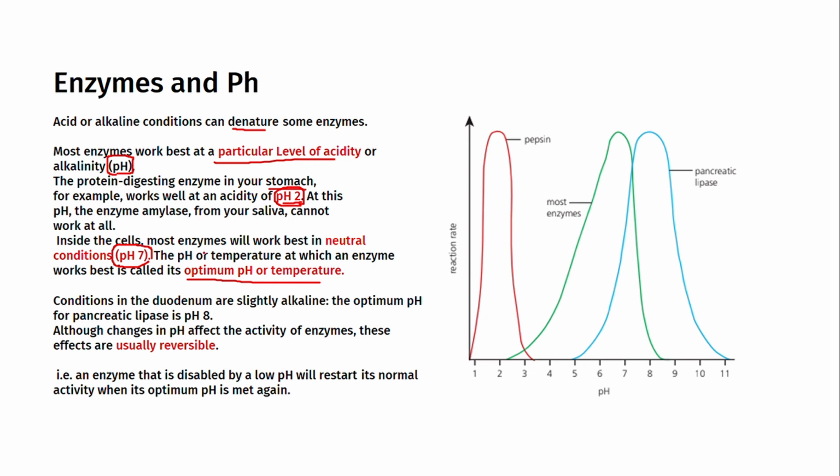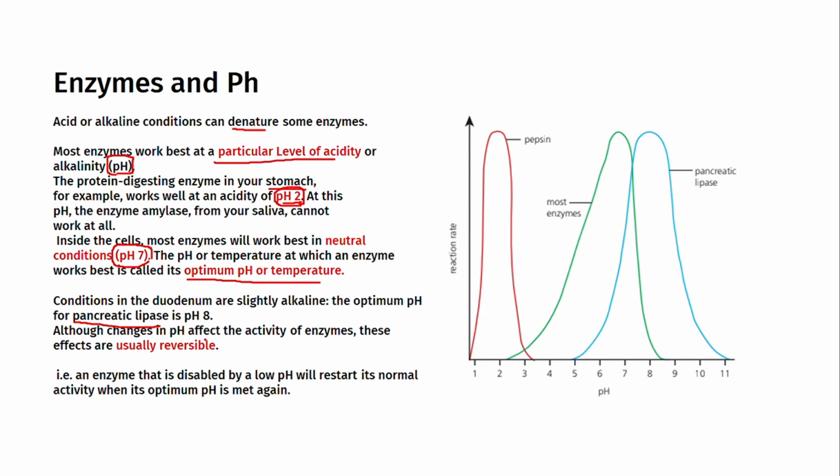Inside the cell, most enzymes will work best at a neutral condition, which is a pH of 7. The pH or temperature at which an enzyme works best is called the optimum pH or optimum temperature. Conditions in the duodenum are slightly alkaline. The optimum pH is a pH of 8 for the pancreatic lipase. This has been mentioned, I guess, in chapter 7. My video is still there, you can check it out. I'm going to link it in the description box.